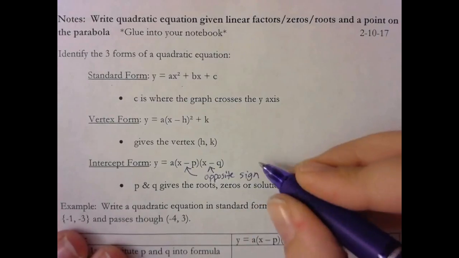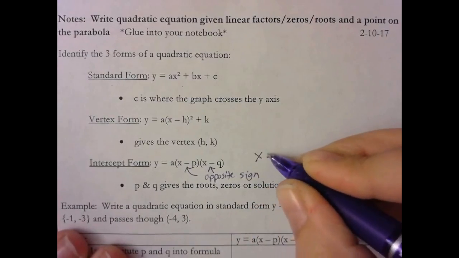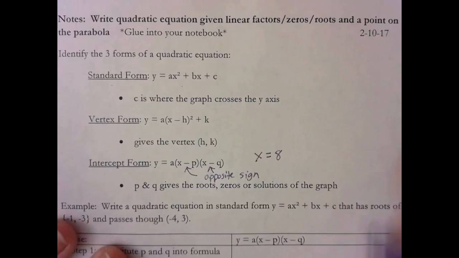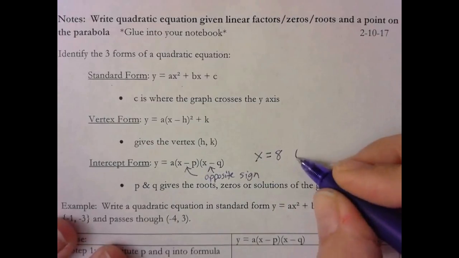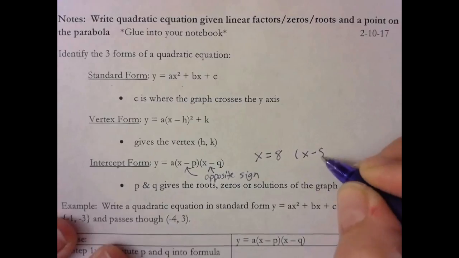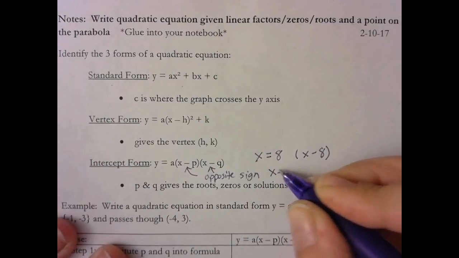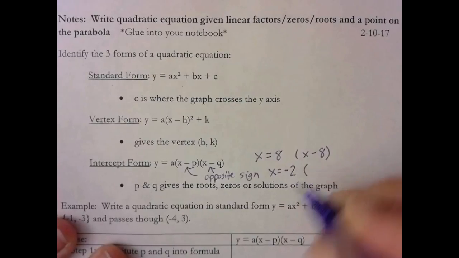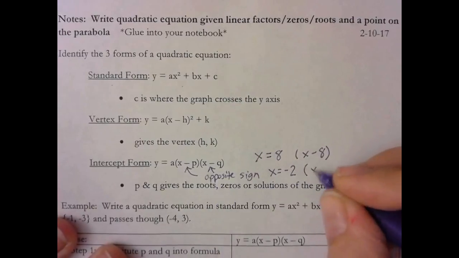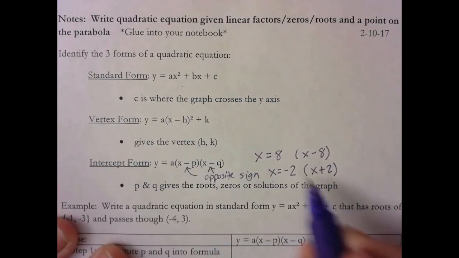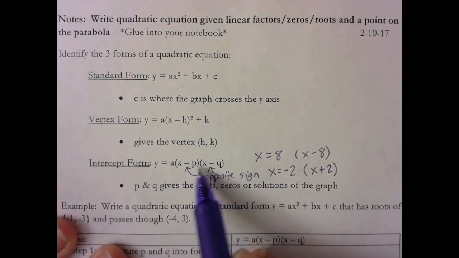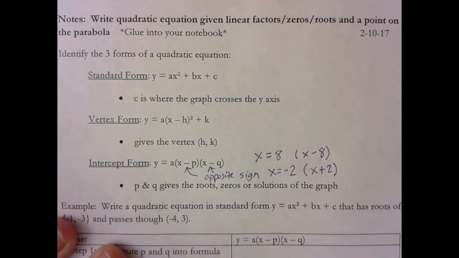Here's what I mean. Let's say they tell us one of the roots is x equals 8. Well then, when we write it in here, you're actually going to write x minus 8. Well, if you're given a root of, let's say, negative 2, we want the opposite sign, so we'd have x plus 2. So that's what we mean by those negative signs. It means put the opposite sign.